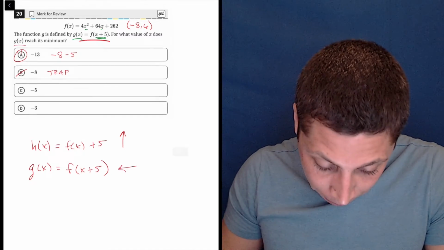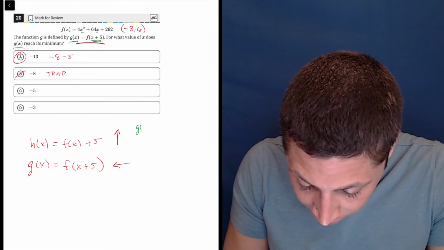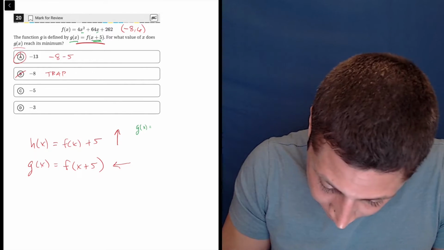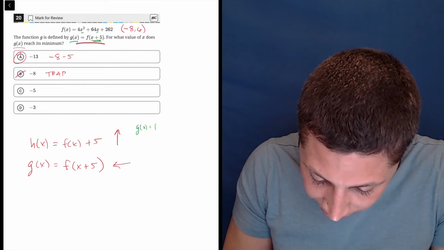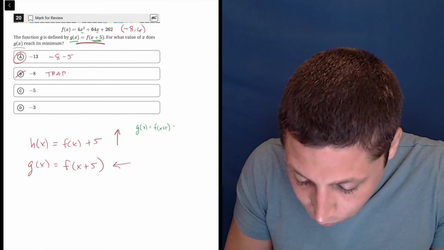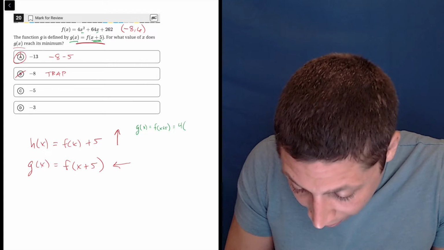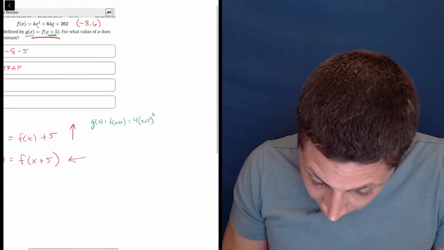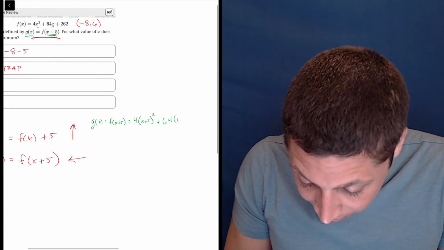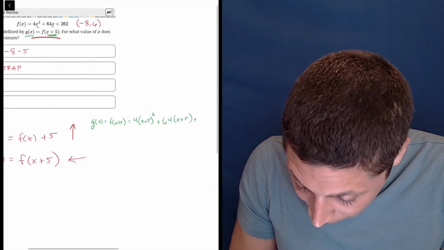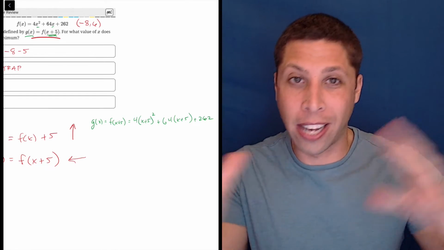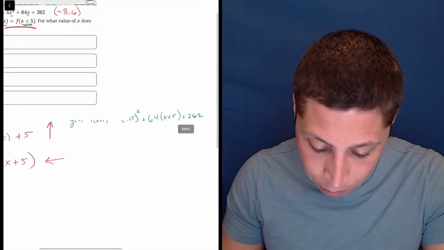So what's really going to happen here is, g of x is equal to f of x plus 5, which is 4 times, now instead of x squared, x plus 5 squared, plus 64 times x plus 5, plus 262. And there are some math wizards who would be able to deal with that x plus 5 and factor it out and do all sorts of things with it. I would not be one of them.